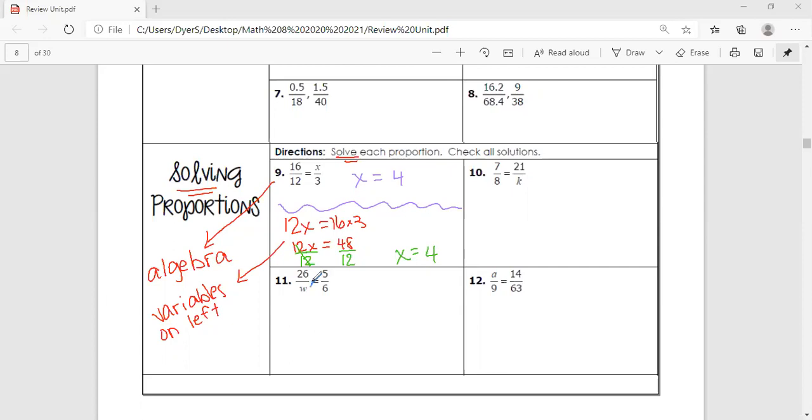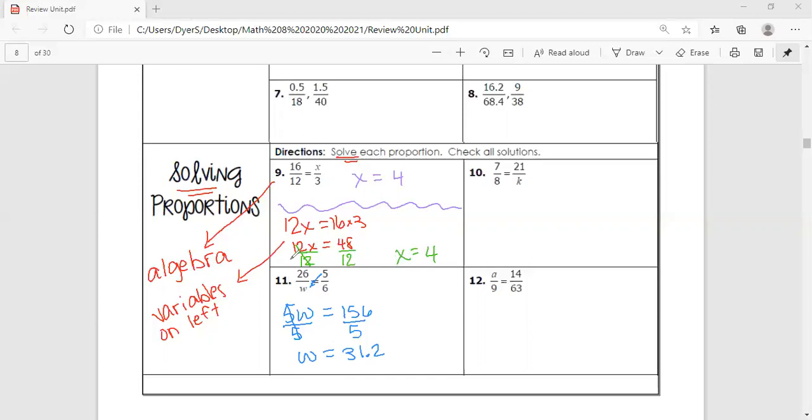So remember, variables on the left, so we're going to always do that part first. Wherever the variable is, we're going to put that part on the left. So it's going to be 5 times w equals 6 times 26, which gives us 156. Then we'll do inverse operations and divide by 5 on both sides. When we do that, that divides out to be 1. And so w equals 31.2.